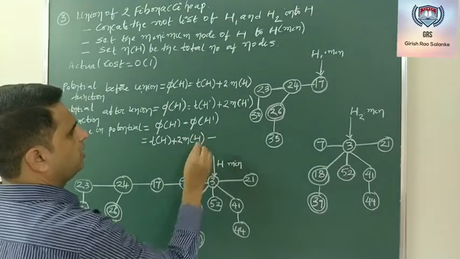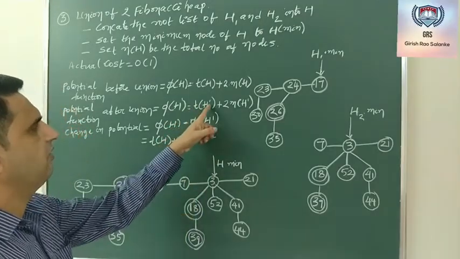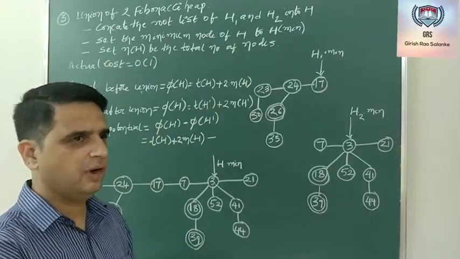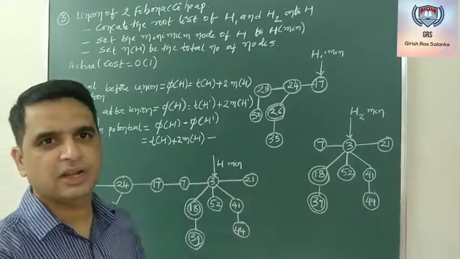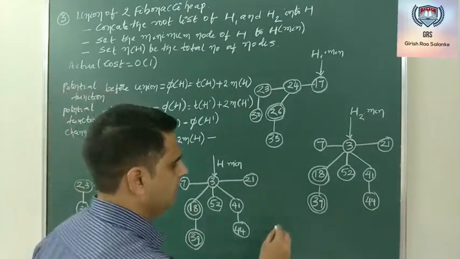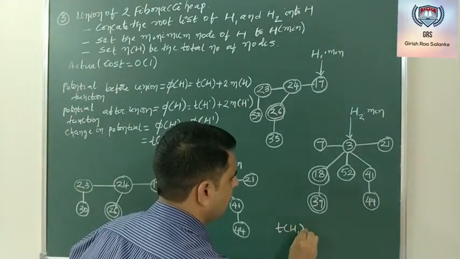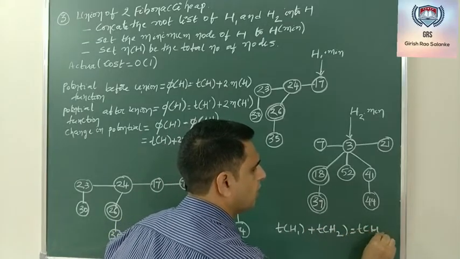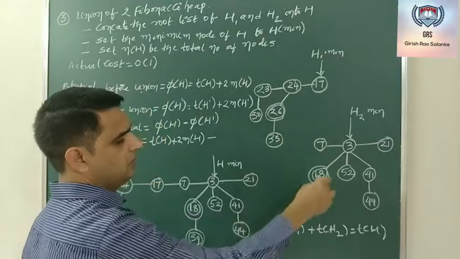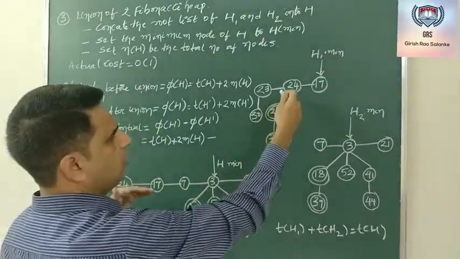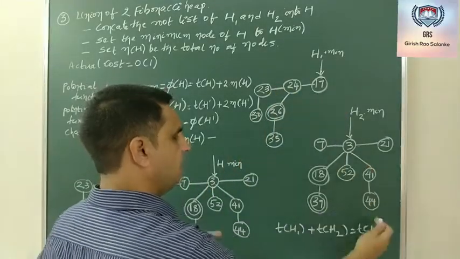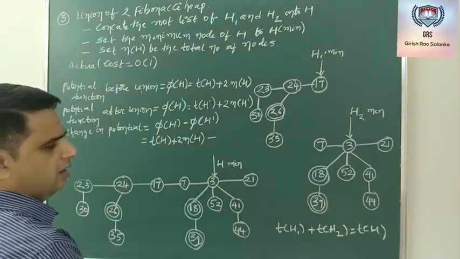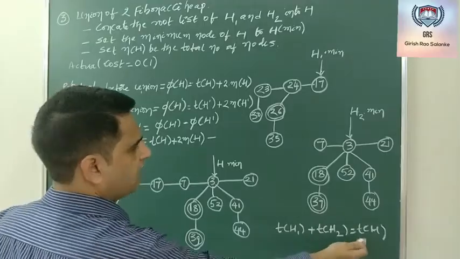minus T of H dash. What is this T of H dash? This T of H dash is nothing but T of H1 plus T of H2. Note that T of H1 plus T of H2 is nothing but T of H only. The number of trees in the root lists of the first heap and the second heap is nothing but the total number of root nodes in my final heap. So this is T of H only.